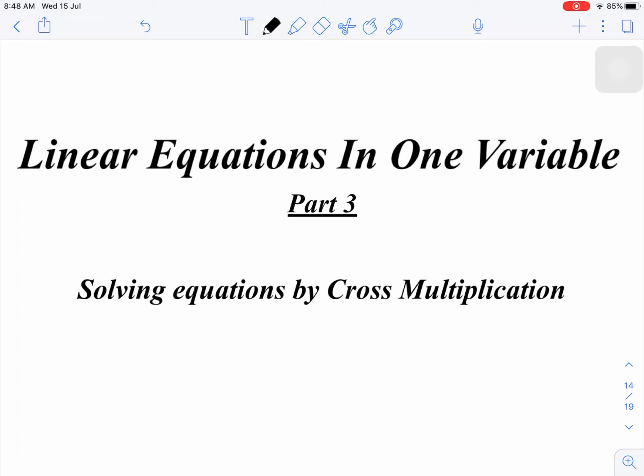So hello students, we have started a chapter that is linear equation in two variable. In the first two parts we have learned about what are linear equations in one variable. In the second part we have learned how to solve equations when the variables are present on both the sides. Now today we are going to learn solving equations by cross multiplication method.